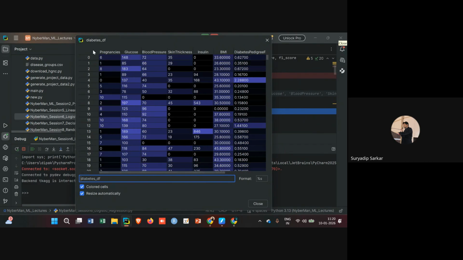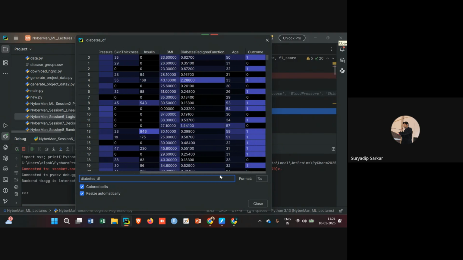So you have features like the number of pregnancies, the glucose level, the blood glucose level, the blood pressure, skin thickness, insulin levels, BMI, right? All of these are features. You also have age and diabetes pedigree function. So these are going to be your independent variables or features which are going to help you predict this particular outcome.